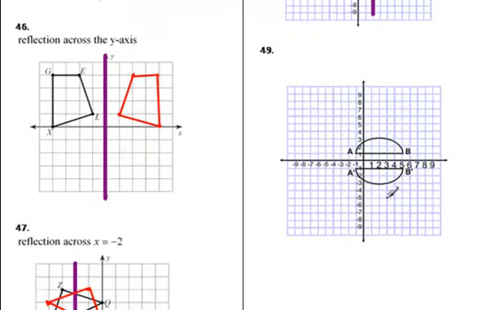Okay, 49. Here we're reflecting up and down, so I know my line of reflection will have to go this direction, right? So if I simply count from A to A, that's 2 units. If I cut it in half, that's 1 unit. So my line of reflection has to go right through that point, and we already know that it's going this direction. So in this particular case, my line of reflection is actually the x-axis.